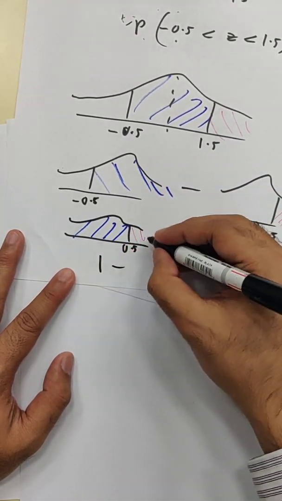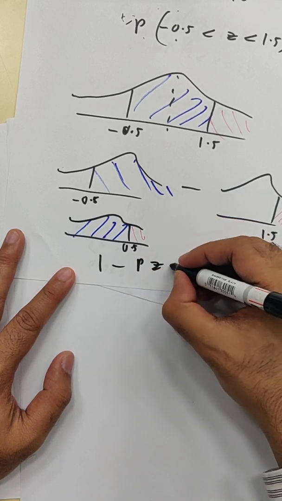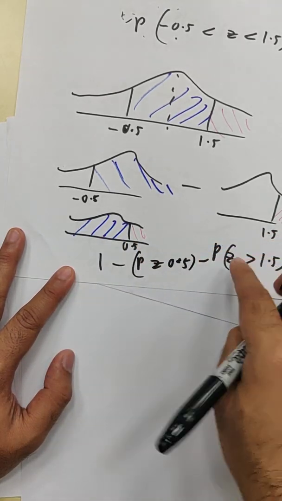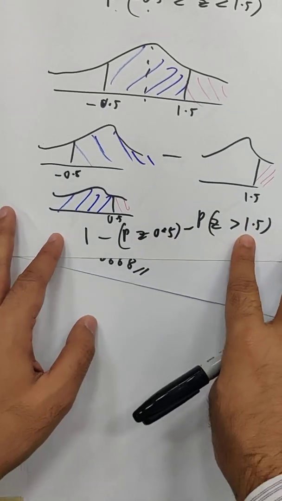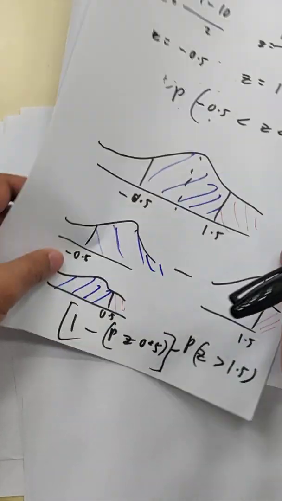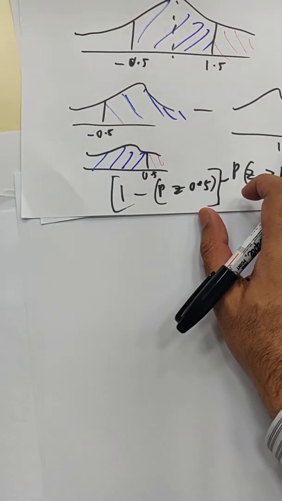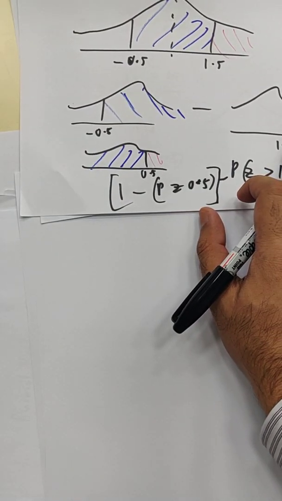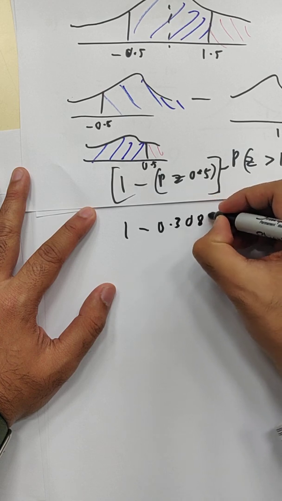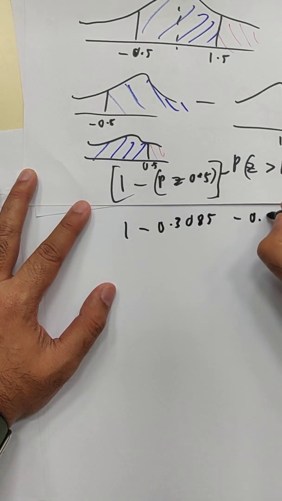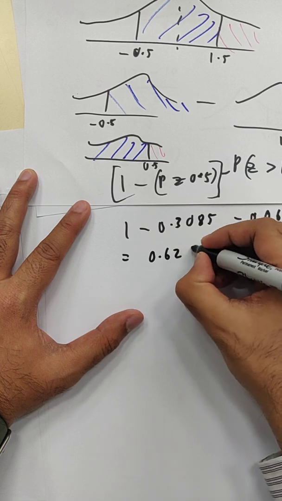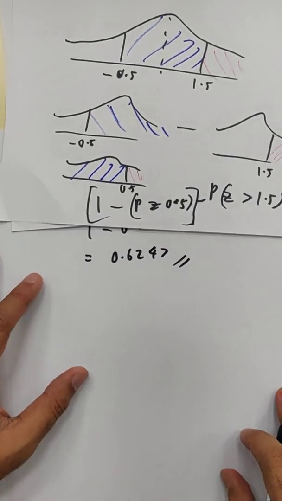So 1 minus P(Z more than 0.5). You do this one here, you get the blue part. And then you minus this one here. Yeah, sorry, I need to rush out before we end. Then it will simply be 1 minus 0.3085 minus 0.0668, which gives you the answer of 0.6247. All right, I think that's enough for basics right now.